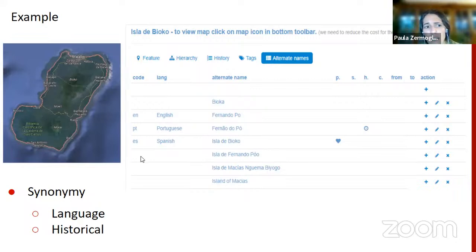And so we can see that the island is exactly the same island. We're referring to the same place, but we can have different names for it. And some of them are pretty different. Fernão do Po and Isla de Bioko are pretty different.